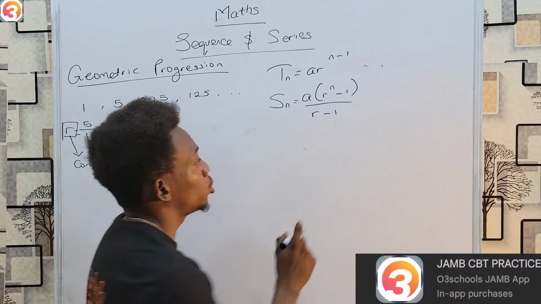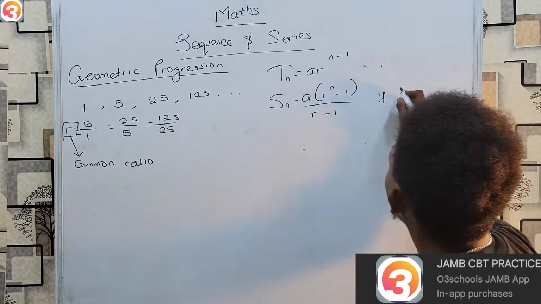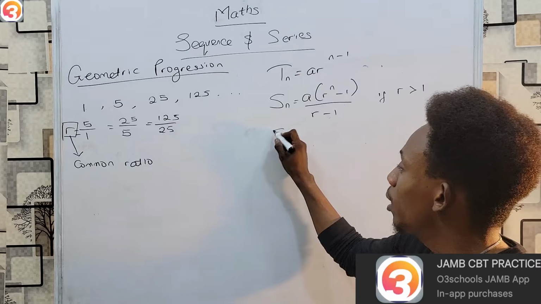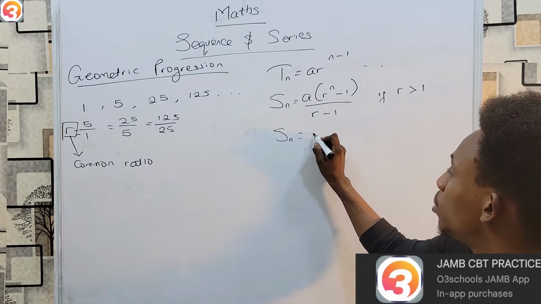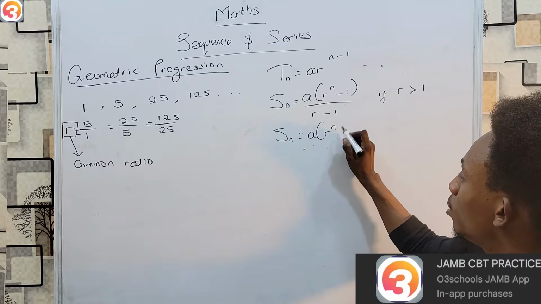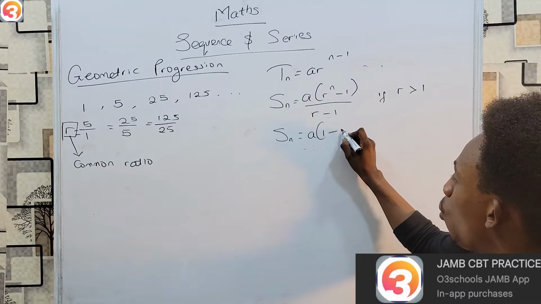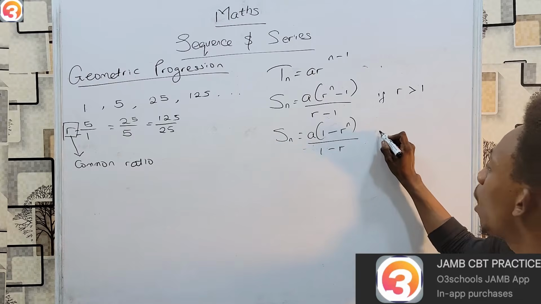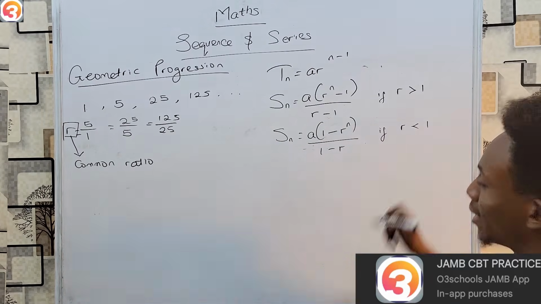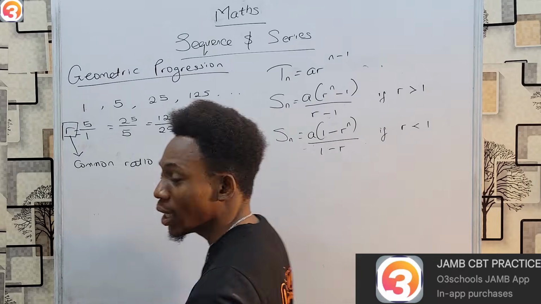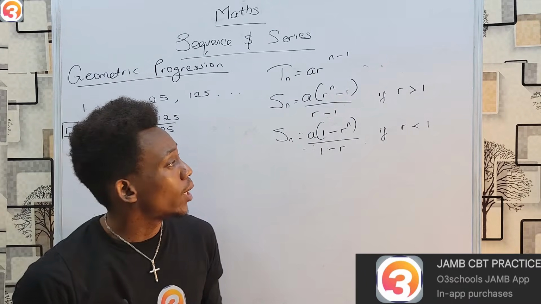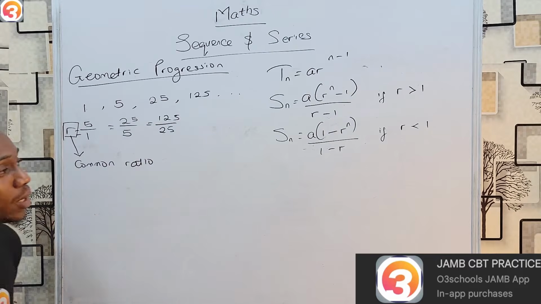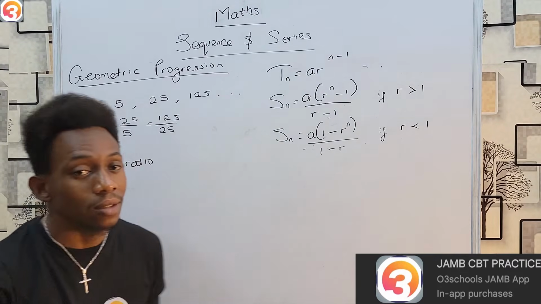However, this formula has a condition. We use this formula if r is greater than 1. On the other hand, Sn is also going to be a (1 minus r raised to power n) over (1 minus r), reversing this now. And we use this if r is less than 1. So that's a simple break in the formula. If it is greater than 1, we use r raised to power n minus 1. Less than 1, we use 1 minus r to power n.